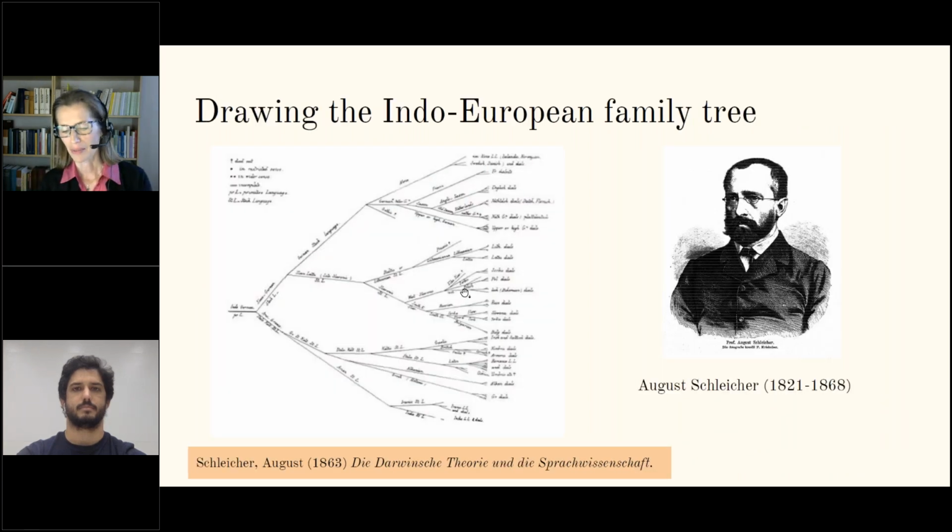The classification and reconstruction of a proto-language was further developed by German and Danish scholars in the early 19th century, leading to the establishment of the Indo-European family, and after that, many other families. The German scholar August Schleicher drafted the first cladistic tree of Indo-European and created a highly durable model for classification, namely the tree model.